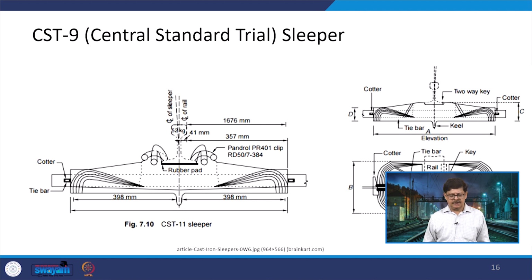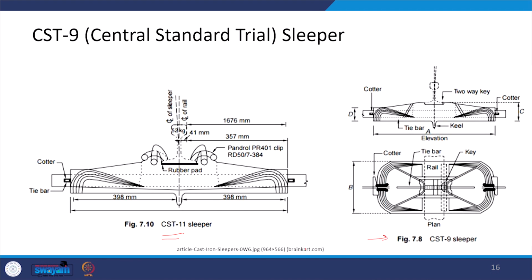So, here you can see how these CST sleepers have been used. On the right hand side is the CST 9 sleeper, and the other side is the CST11 sleeper. Not many changes are there, but you find that this is a keel which goes inside the ballast cushion. So, it gives further strengthening in terms of keeping it in position. Then the cotters are being used, tie bars are used, two-way keys are being used. So, there are different types of fastenings which need to be used along with this particular sleeper.